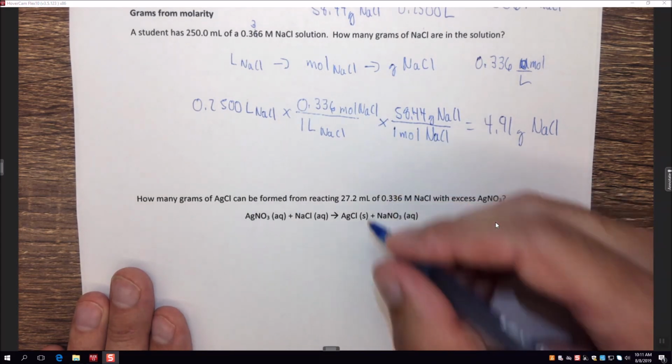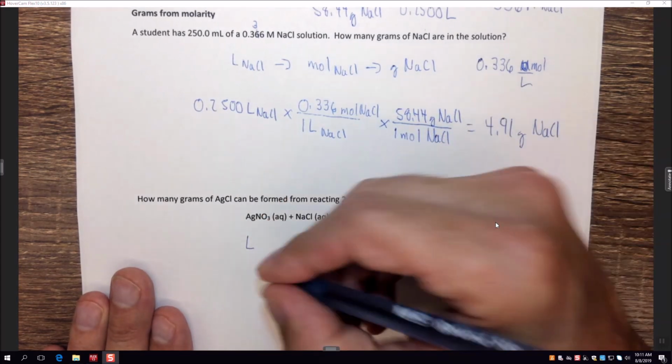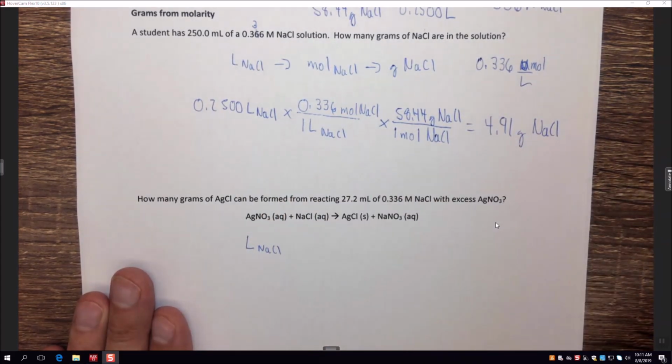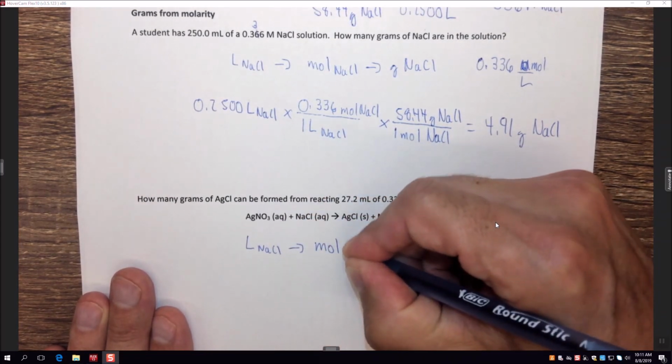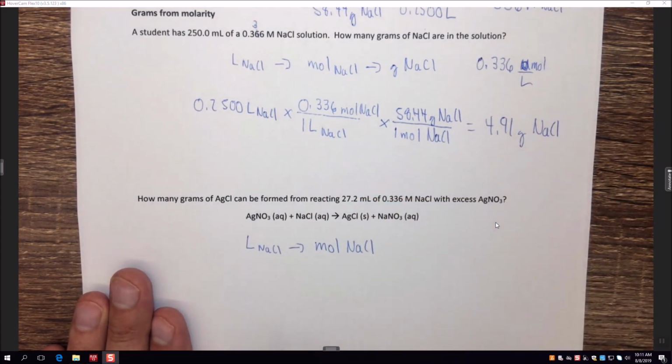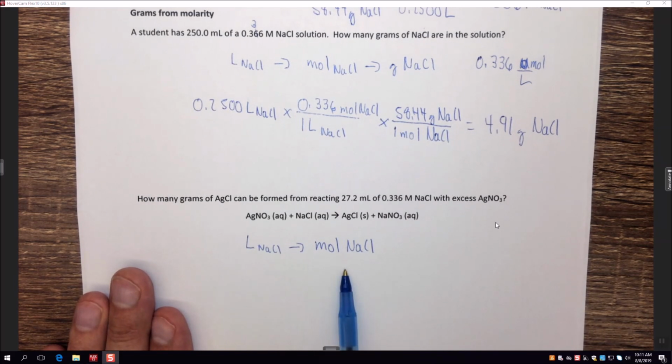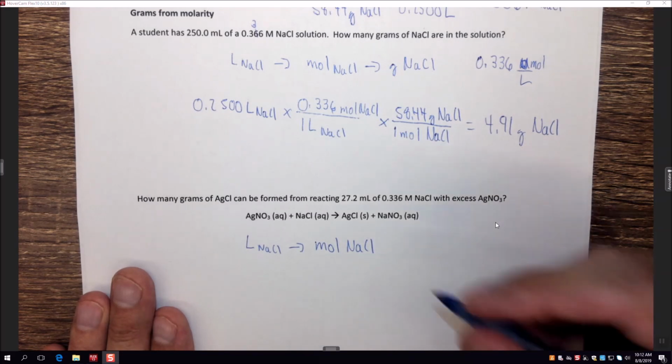So, in this case, we want to start with liters of NaCl solution. We then want to convert that to moles of NaCl. Don't forget, whenever you want to convert from liters to moles, you need a molarity. Whenever you want to convert from grams to moles, you need a molar mass.